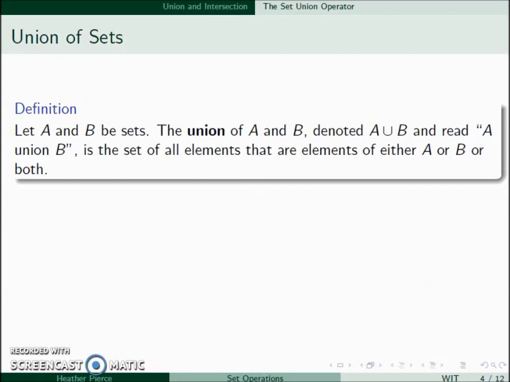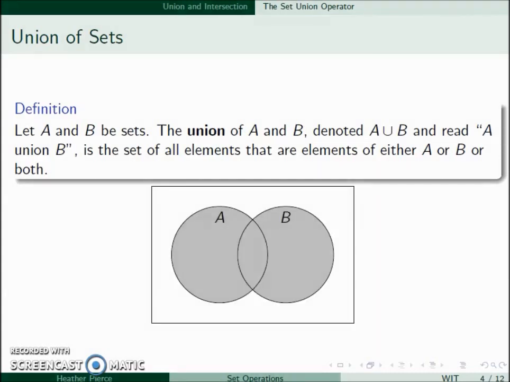We also have the union. So if A and B are sets, the union, which is denoted by this thing that looks like a U, is the set of all elements that are elements of either A or B or both. It's like taking all of A and then adding in B.